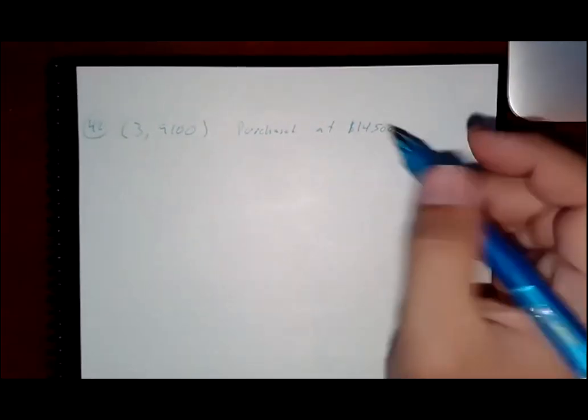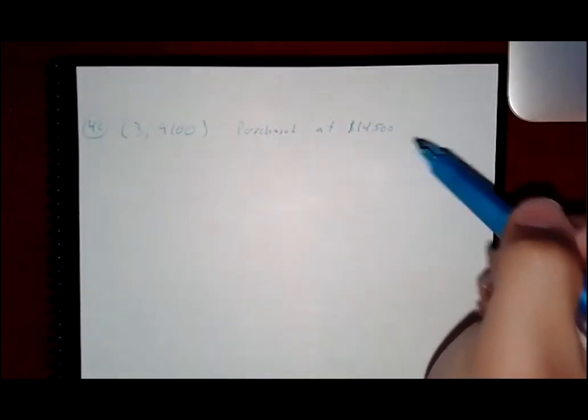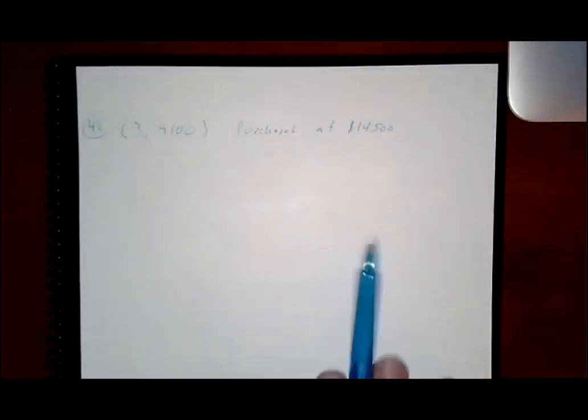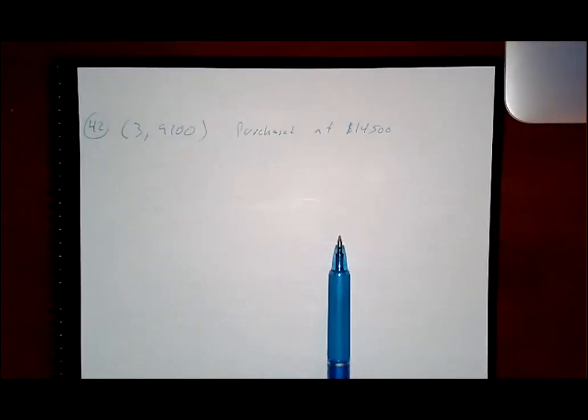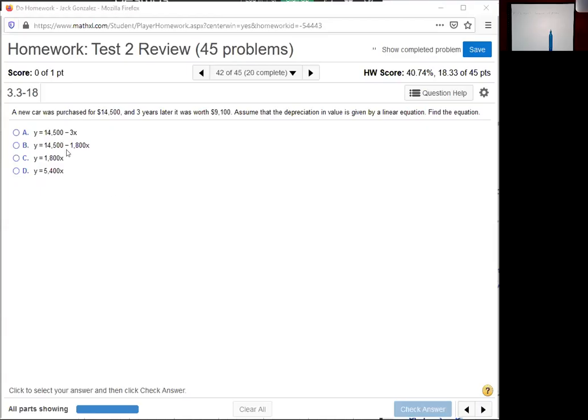So if it's losing money, let me fix that. If they're losing money, then I think it should be A or B. Let's go look at it. Think about it. I start with 14,500, and every x years, I lose money or it loses value. So there should be something over here subtracting from the original price.